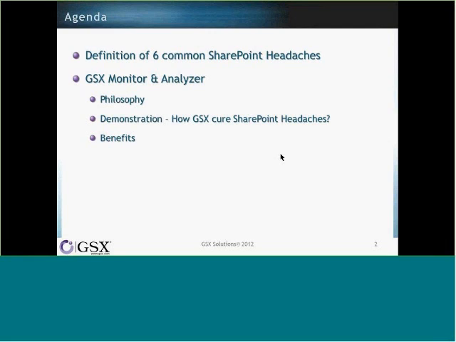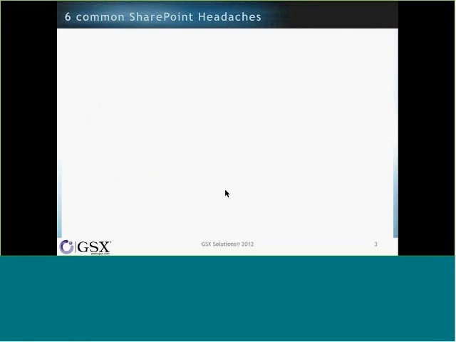A little bit about our philosophy, we'll talk about that as well. We'll go into a demonstration and some of the benefits of the tool set, rather, the suite, the solutions. We'll talk about who GSX is toward the end of things, and we'll have a Q&A session. So with that, let's talk about some of these headaches.